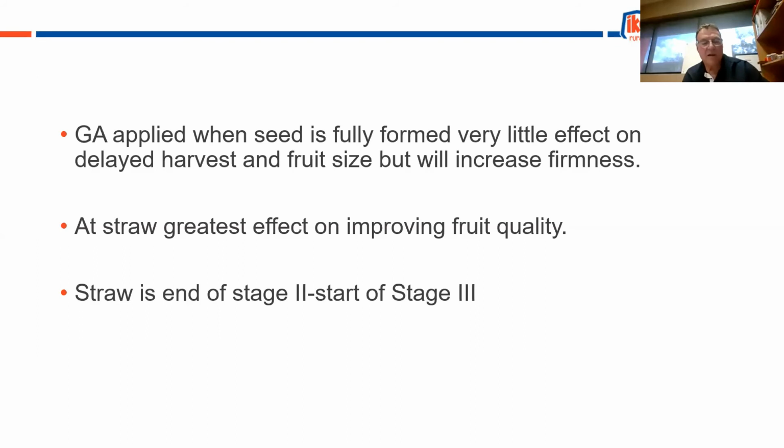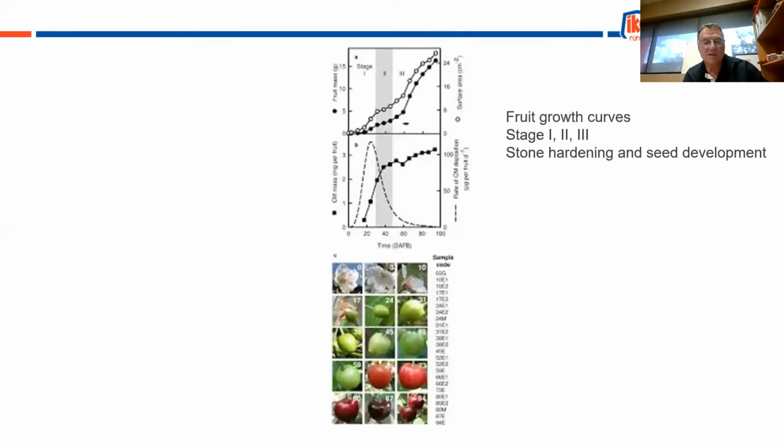I think we're all aware that stone fruit has three growth stages. Apologies for the slide, it's a little bit rough. But you've got stage 1, which is from full bloom to pit hardening or stone hardening. At stage 2, through here, the fruit really doesn't grow much, but the seed inside actually develops.